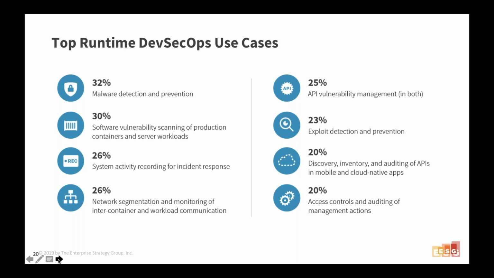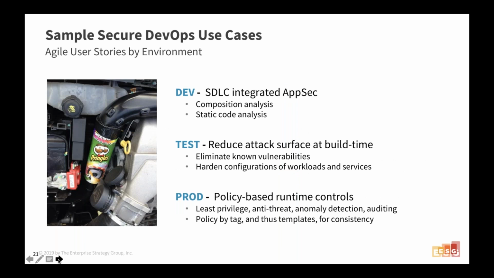I want to continue that in runtime, because maybe I have some apps that are running that are not so ephemeral, that they're actually staying up in production for a while. So if 0 days come out, I want to be able to scan in production, see if I have any 0 days. And then IR, like I need to be recording system activity so I can do incident response should I have the unfortunate happen. So there are a variety of other runtime use cases that the respondents are employing as well.